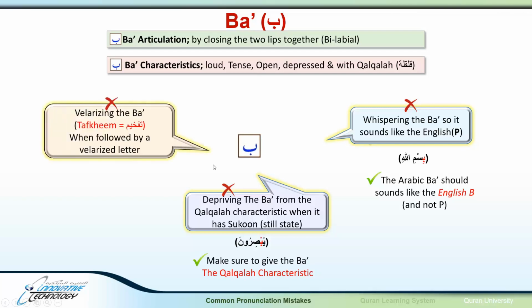The third common mistake of the ba is velarizing it, making tafkhim when followed by a velarized letter. Al-baatil, baatil, instead of baatil. The right way of pronouncing it is baatil, not baatil. So make sure to attenuate the ba, give it tarqiq, not tafkhim.